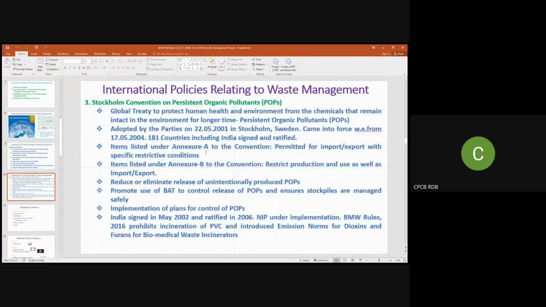The third one is the Stockholm Convention on persistent organic pollutants. What do you mean by persistent organic pollutants? Anybody can say, please? Sir, please repeat. What do you mean by persistent organic pollutants?